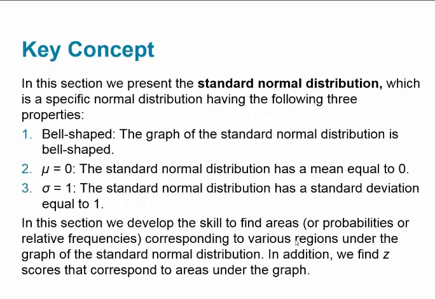So the key concept here, we're going to present the standard normal distribution, which is a specific normal distribution having the following three properties. It is bell-shaped. Mu is equal to 0, so the standard normal distribution has a mean equal to 0. And sigma is equal to 1, which means that the standard normal distribution has a standard deviation equal to 1.